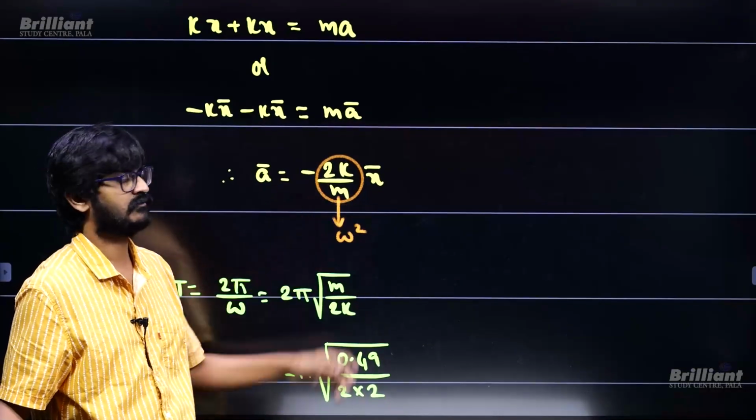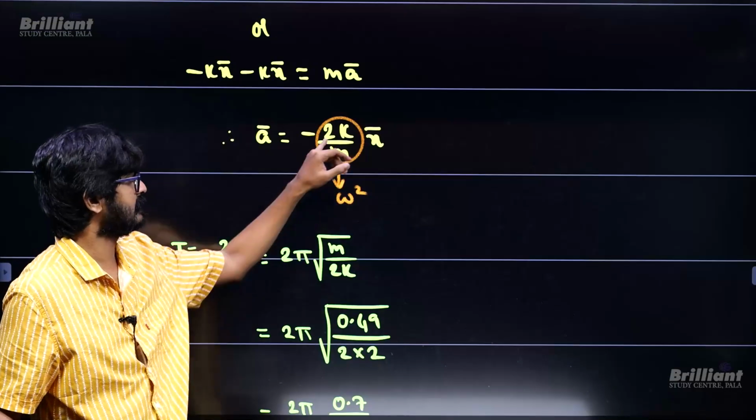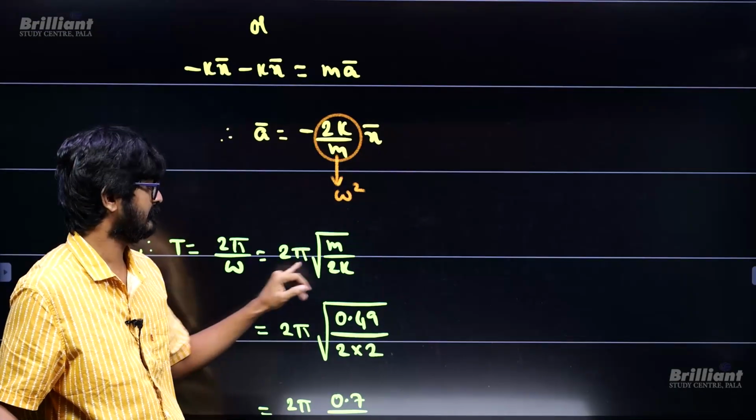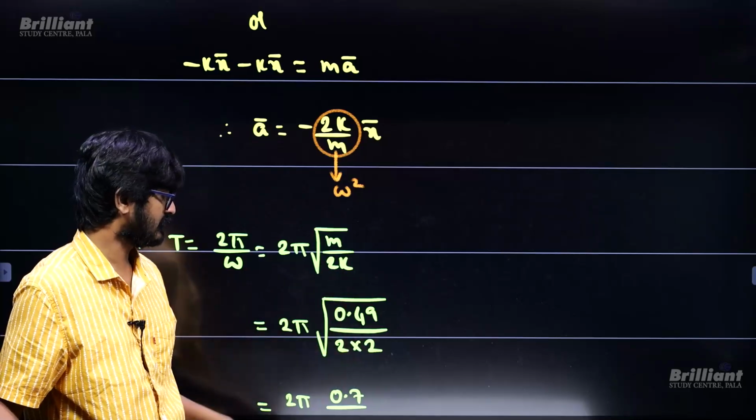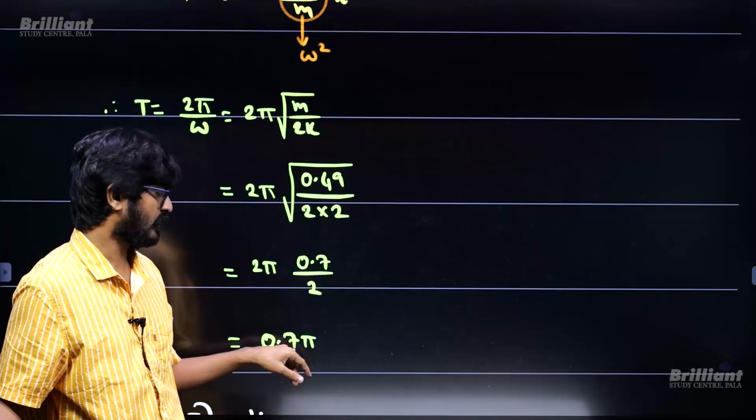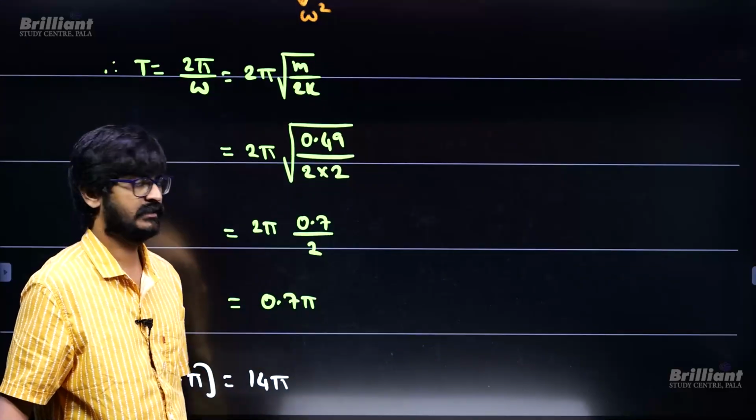So, once it is of SHM form, you know the time period will be 2 pi by omega. Instead of omega, it is root of 2k by m. So, when you substitute, you will be getting this. Mass value is given in the question, k value is given in the question. So, what is the time period? 0.7 pi. So, time period is 0.7 pi.